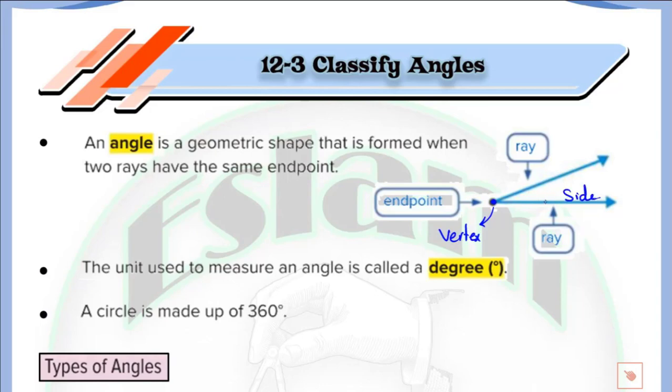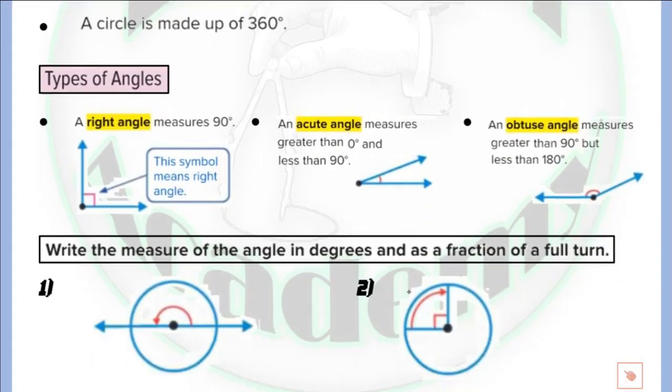Once we have two rays starting from the same point, they form a new shape. This shape is called an angle. We can measure the angle in units called degrees, and we use the protractor to measure the angle. According to the measure of the angle, we can classify the type of the angle.